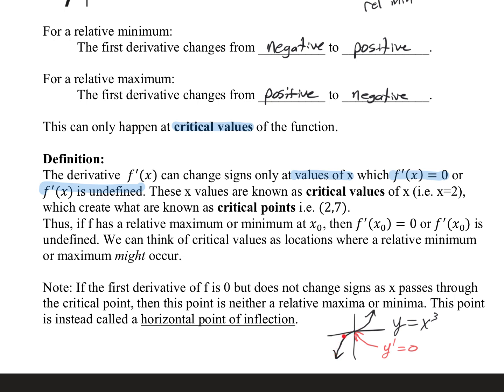because the function increased followed by an increase. So when this happens, if your first derivative is 0, but it doesn't change signs as it passes by the critical point, so it doesn't go from negative to positive or positive to negative, we're just going to call this a horizontal point of inflection. Now, in future sections, we will talk a lot more about what a point of inflection actually is, but for now, it's just what we are calling this type of behavior.